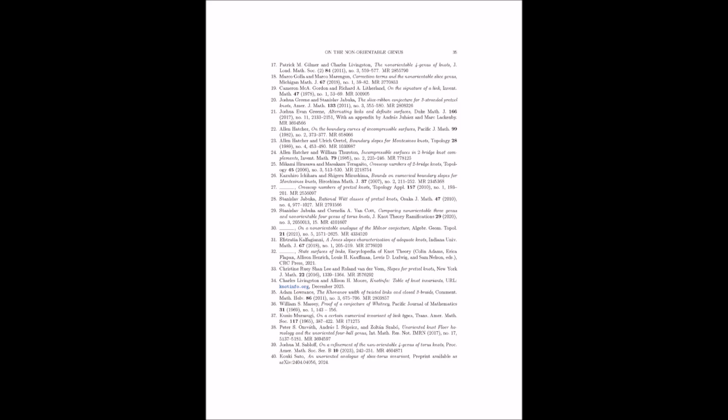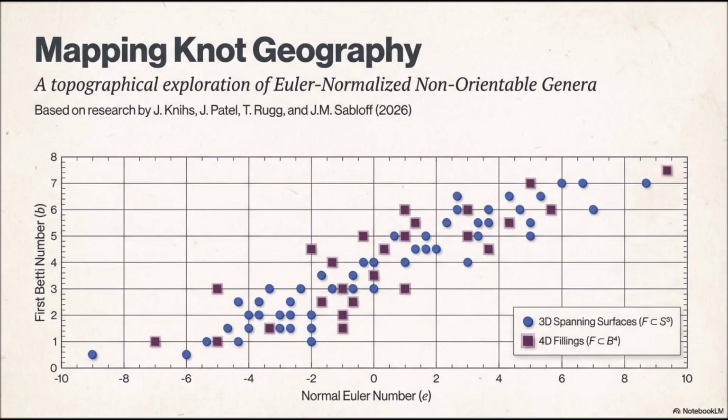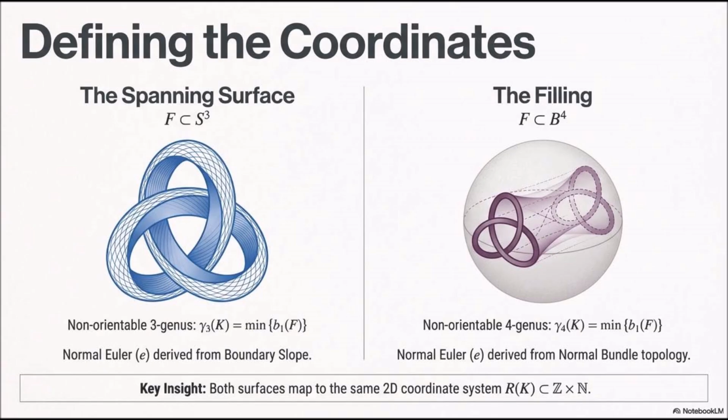So why combine them in this very specific way? The authors explain it using what they call twisted bands, and they reference their figure 1. Right. They say that adding a twisted band to a surface changes b1 by +1 and changes e by ±2. Let's picture that. Imagine you have your surface. You take a little strap, a little band, and you attach it to the surface, but you put a half twist in the strap before you glue it down. You've just added a handle, so the Betti number, b1, goes up by 1.